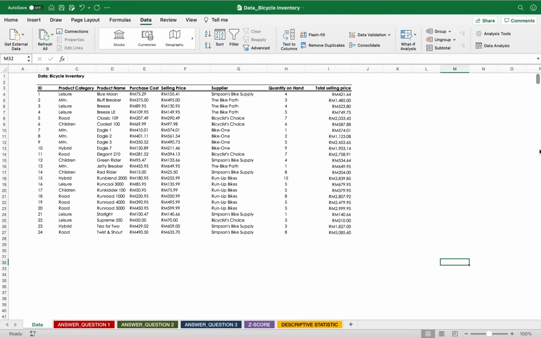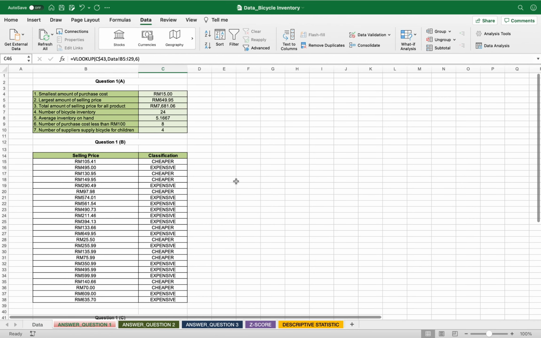Today I will show to you how I did my Lab 1. So this is the data, and then the first question is question 1A. The first question is smallest amount of purchase cost, which is equal to MIN, and then I drag over the data for the purchase cost.